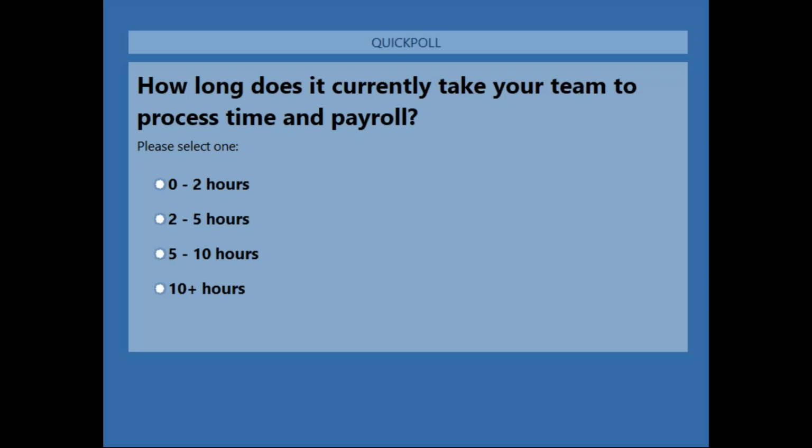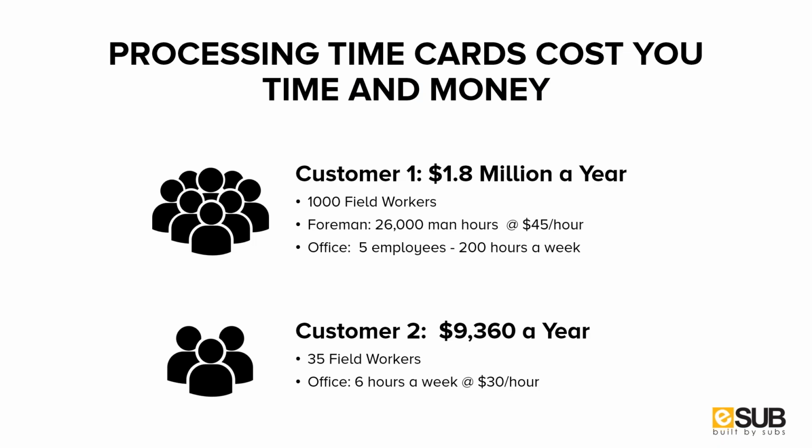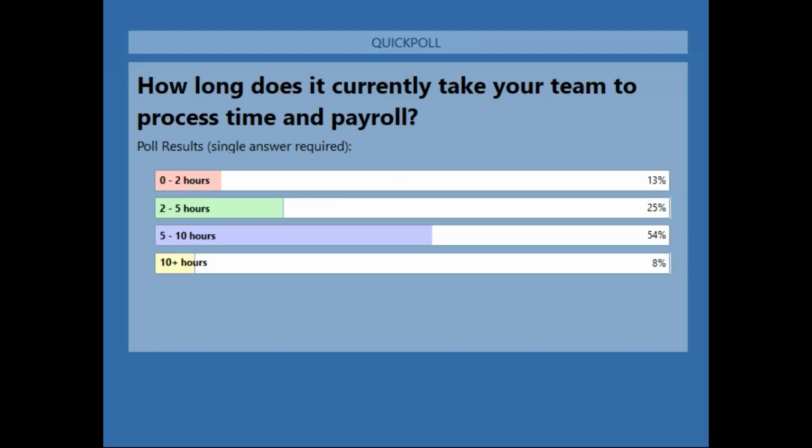There's a couple people in there with 0 to 2 hours a week. That's pretty impressive. I'll go ahead and close this poll and share the results. Looks like a lot of folks were in that 5 to 10 hour range. That's what we find. Folks with 0 to 2 hours, yeah, you're probably pretty efficient at it.